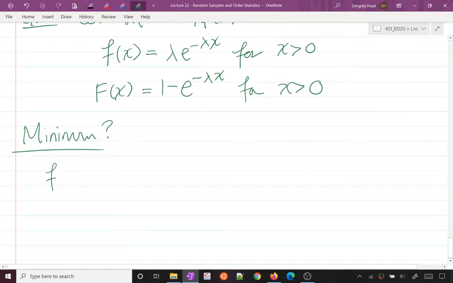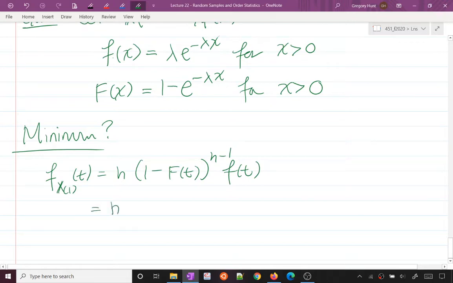And luckily, we've derived, these are all continuous, and so we can get a PDF. Our formula was n times (1 minus F(t)) to the n minus 1, times little f(t). And so we can plug in.